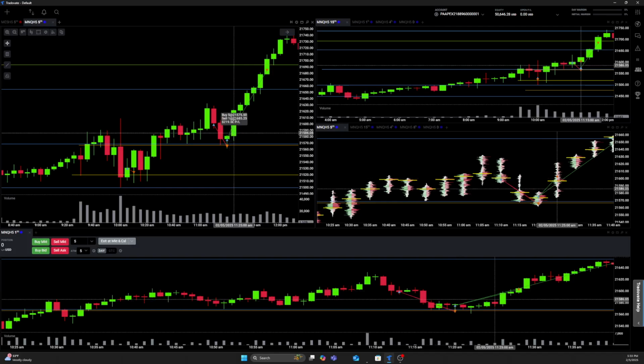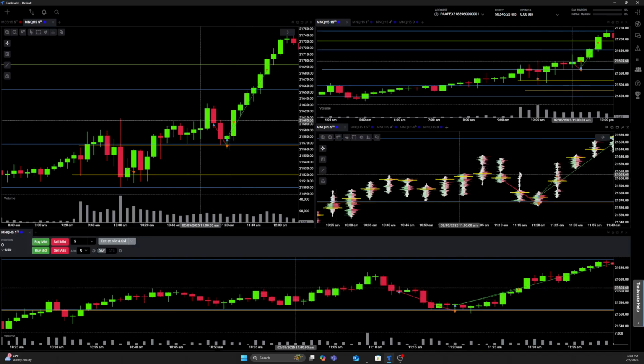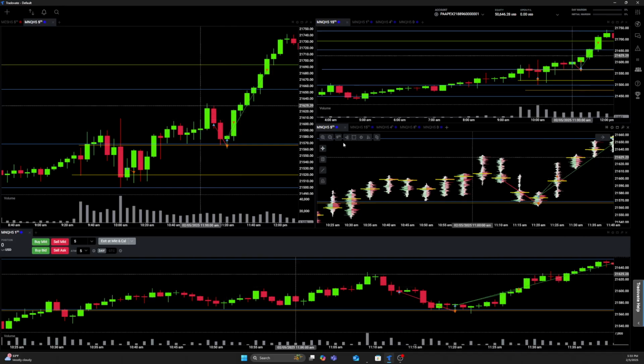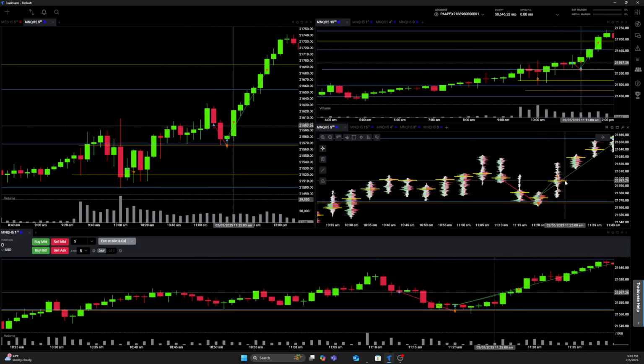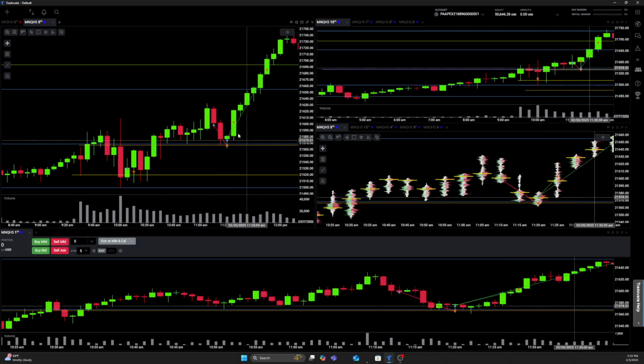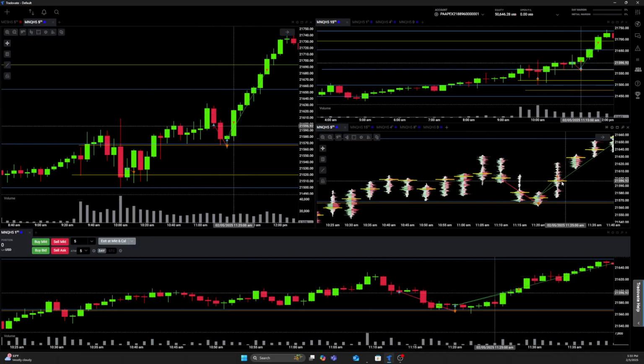When we broke above that on increasing volume and we looked really bullish, in price action, volume, and this point of control, right? The point of control is right in the middle. We closed well above that, telling me that that was a lot of buying going on.